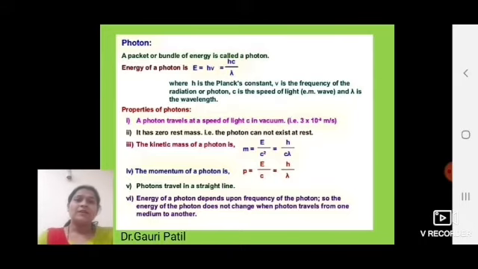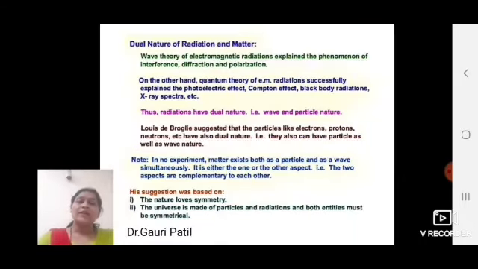After the discussion of photons, we will move to the next slide, which explains the dual nature of radiation and matter. So dear students, as we know, the wave theory of electromagnetic radiation explains the phenomena of interference, diffraction and polarization. On the other hand, quantum theory of electromagnetic radiation successfully explained the photoelectric effect, Compton effect, blackbody radiation and X-ray spectra. So radiation has a dual nature, meaning wave and particle nature.